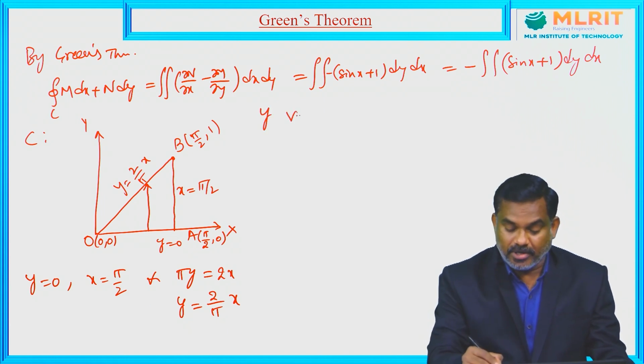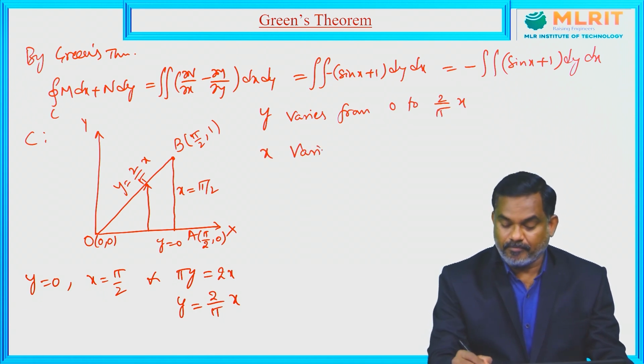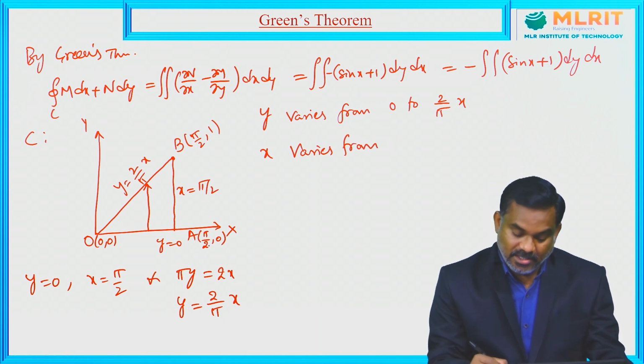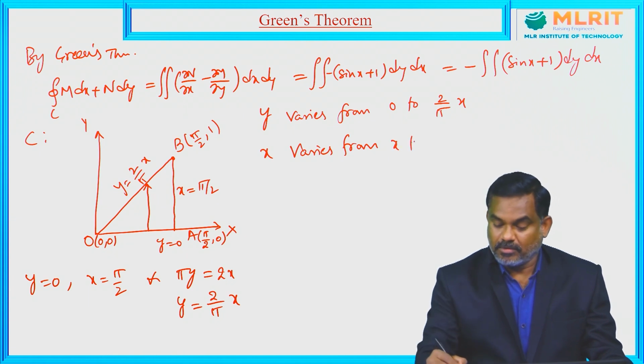So y varies from 0 to 2x by pi, and x varies from, now we need to find x limits as constants. Here x equals 0, here x equals pi by 2.